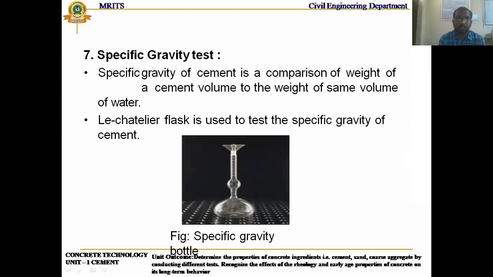And the next property is the specific gravity test. Specific gravity of cement is a comparison of the weight of a cement volume to the weight of the same volume of water. We can determine it using the unit density of the substance to the unit density of the reference substance. We can determine the specific gravity by using the Le Chatelier flask, or by using the density bottle as well as the specific gravity bottle, taking the kerosene and cement.